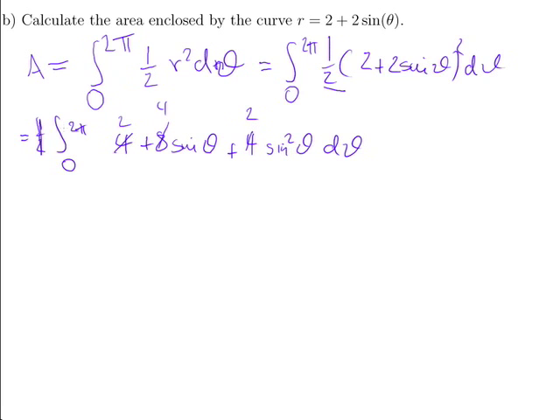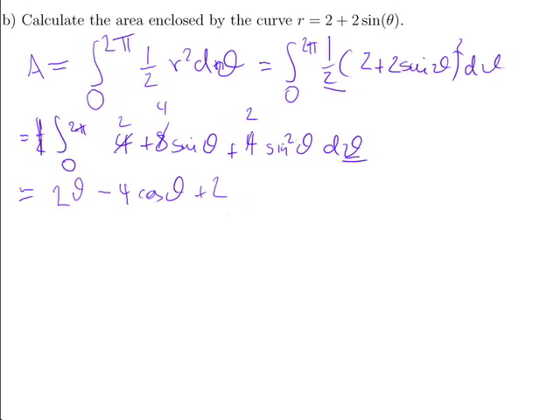Right. Now we want to find antiderivatives. Well, the first steps for this are very easy. Antiderivative of 2 is 2θ. Remember, we integrate with respect to θ. Antiderivative of 4 sin θ is minus 4 cos θ. Next, the antiderivative of 2 sin² θ. Well, we get a 2.